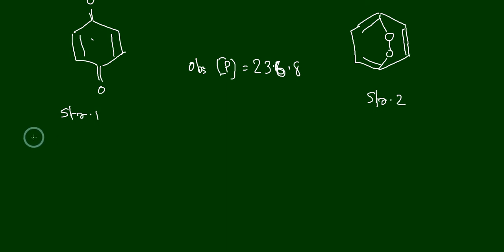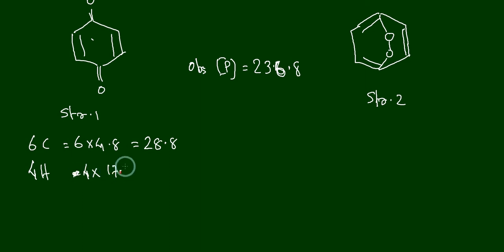Structure 1 has 6 carbon atoms, so 6C is equal to 6 into 4.8, that is equal to 28.8, and it has 4 hydrogens. 4H is equal to 4 into 17.1, that is equal to 68.4, and there are 2 oxygen atoms, 2 into 20.0, that is equal to 40.0.